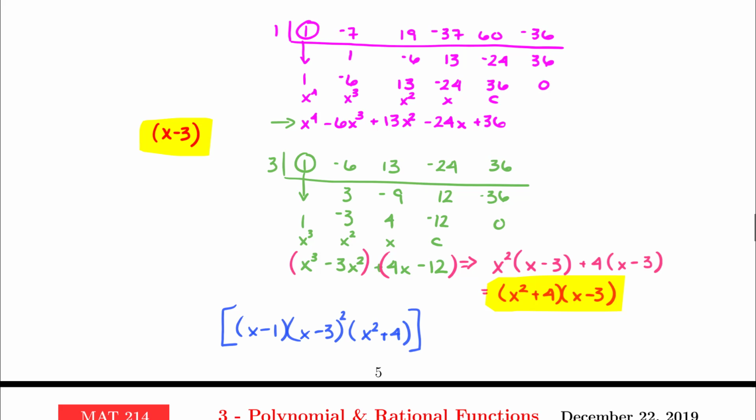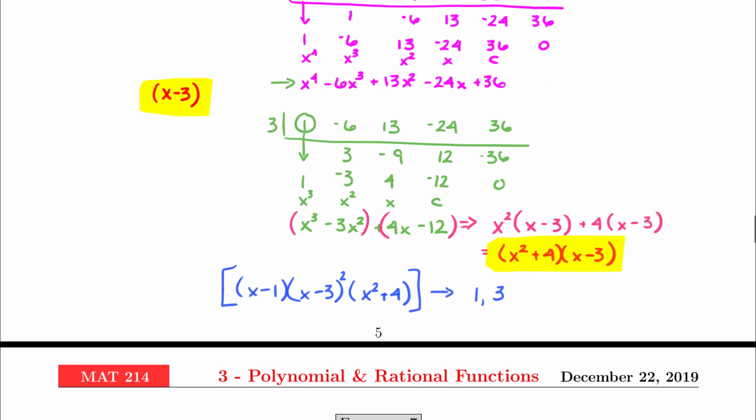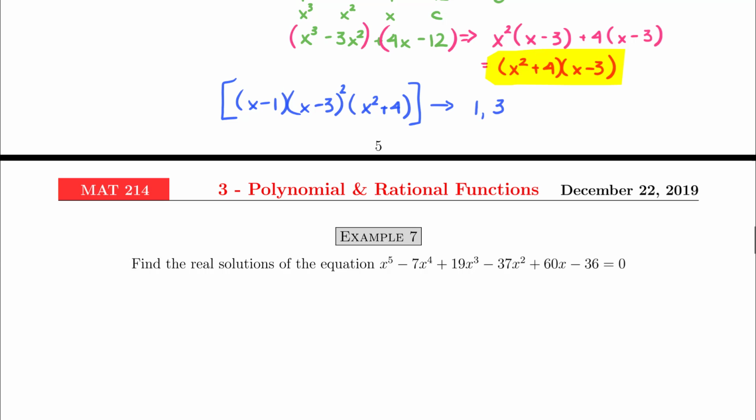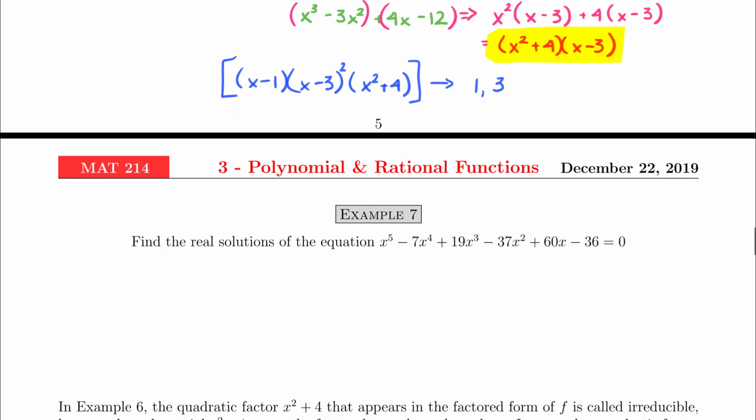And we can also convert all of these to zeros. The first one being 1, the second one being 3. And then the third one is a complex 0. So we don't list it because we're only talking about real zeros right now. And then example 7 ties back into what we just did. Find the real solutions of the equation. And that's just going to be those values 1 and 3 that we just found.